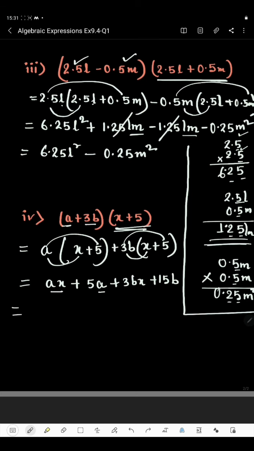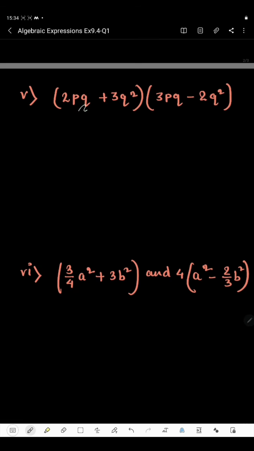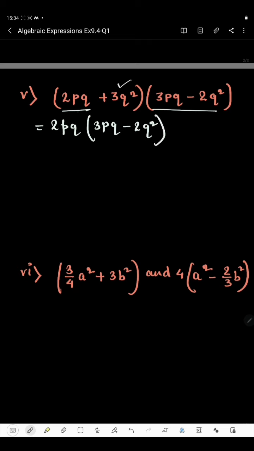Okay, now coming to the fifth part. Now in the fifth part we have 2pq plus 3q square, which will be multiplied by 3pq minus 2q square. So we'll take the first term of the first expression, which is 2pq, and it will be multiplied by the second expression, which is 3pq minus 2q square. Okay, now we will take the second term of the first expression, which is 3q square, and as the plus sign is given, we'll write plus 3q square, and this should be multiplied by the second expression, which is 3pq minus 2q square.